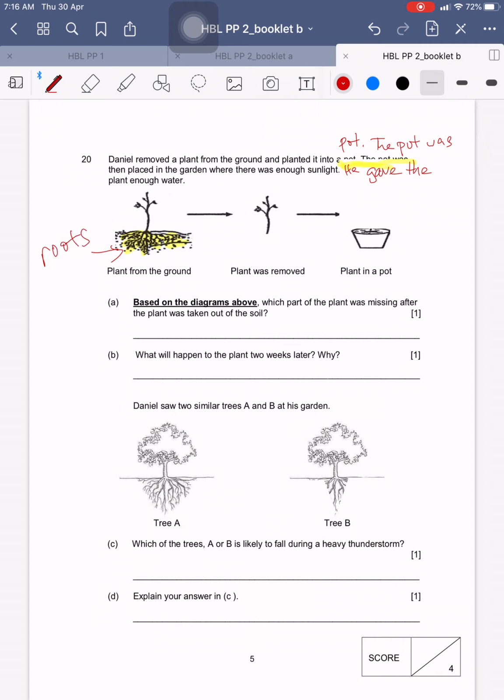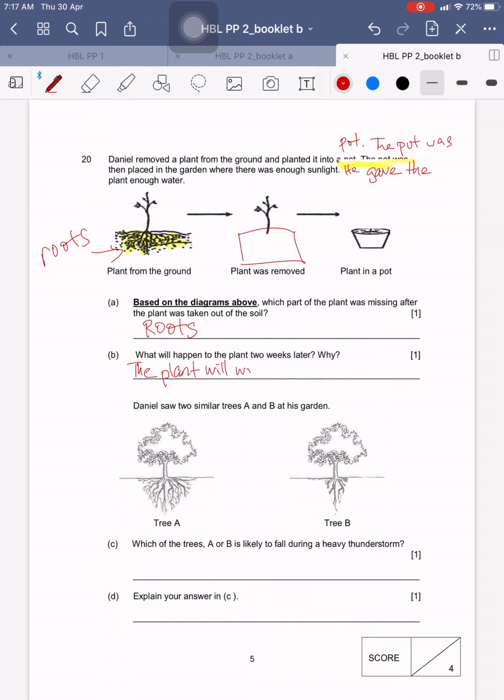All right, so when the plant was removed, the roots were gone. So based on the diagram, which part of the plant was missing after the plant was taken out of the soil? So the roots were missing. Okay. Part B, what will happen to the plant 2 weeks later? Well, we know that the roots serve a very important function, that is to take in water for the plant to survive. So we can safely say that the plant will die.